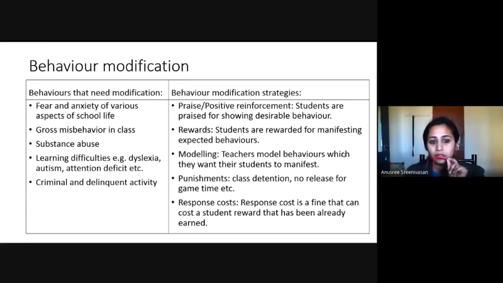Strategies can be praise them or positive reinforcement. What is positive reinforcement? That means instead of blaming or keeping shouting at the students, like don't do that, don't do this, instead of that you say, oh good, good that you are all keeping silent, good that you have done your homework. So give them positive reinforcements.